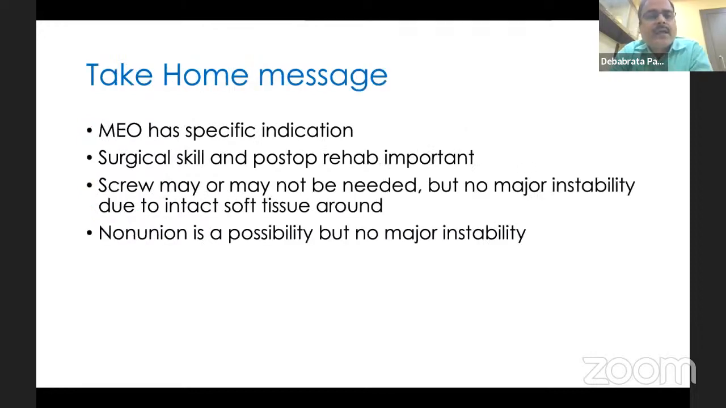The take-home message: medial epicondylar osteotomy has specific indications. The surgical skill and post-op rehab is important, and it should not be extrapolated to all cases where it is tight or there is a major laxity on the lateral side. A screw may or may not be needed, but no major instability due to intact soft tissue in and around the attachment. A non-union is a possibility, but there is no major instability due to that non-union.